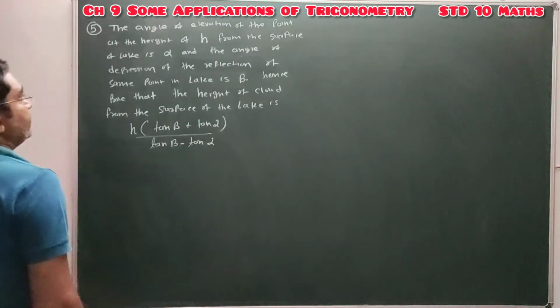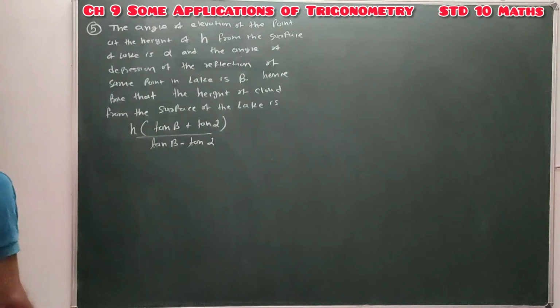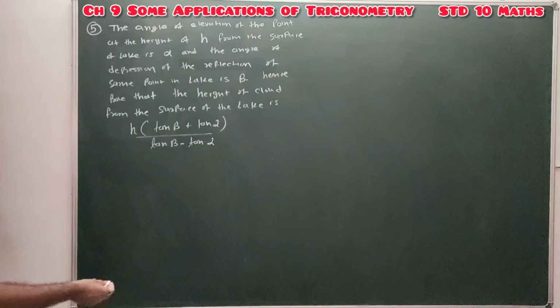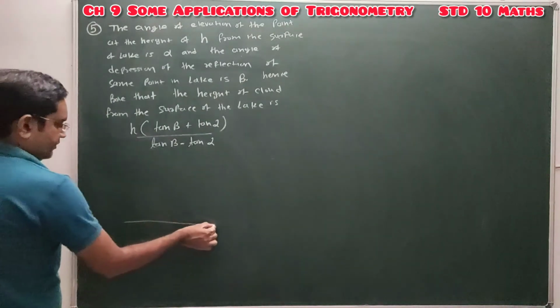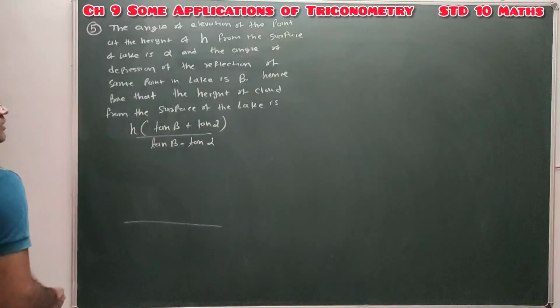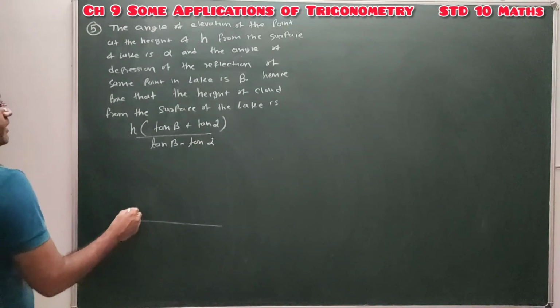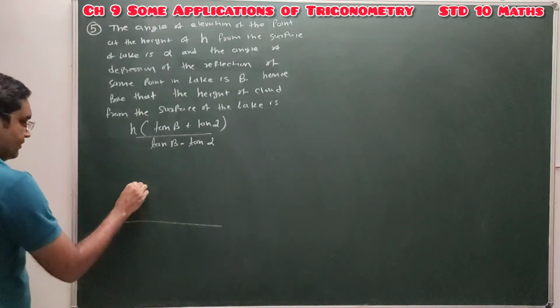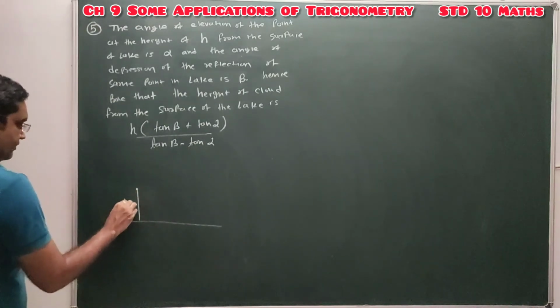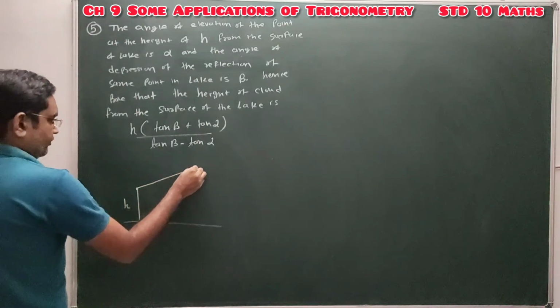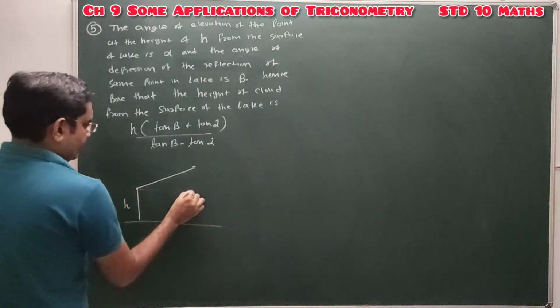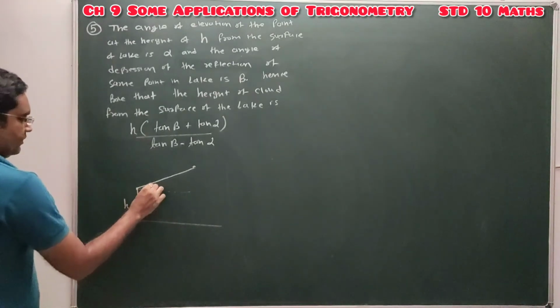Okay, now students, question number 5. The angle of elevation of a point at the height of h from the surface of lake is alpha. Suppose this is our surface of lake and the angle of elevation of the point from the height h. So this is height h, this is the point, and here the angle of elevation is formed. So the angle of elevation is alpha.